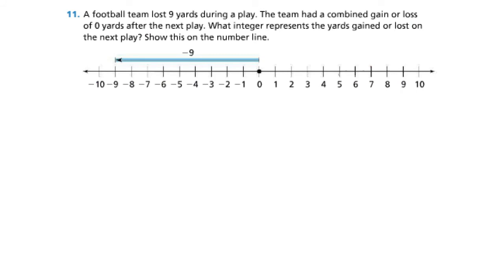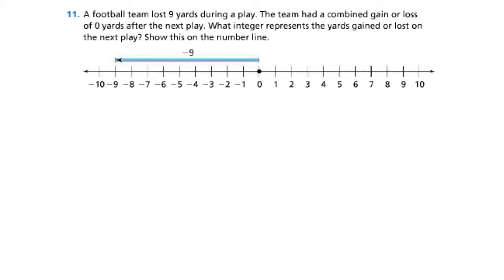Number 11, a football team lost 9 yards during a play. The team had a combined gain or loss of 0 yards after the next play. What integer represents the yards gained or lost on the next play? Show this on the number line.